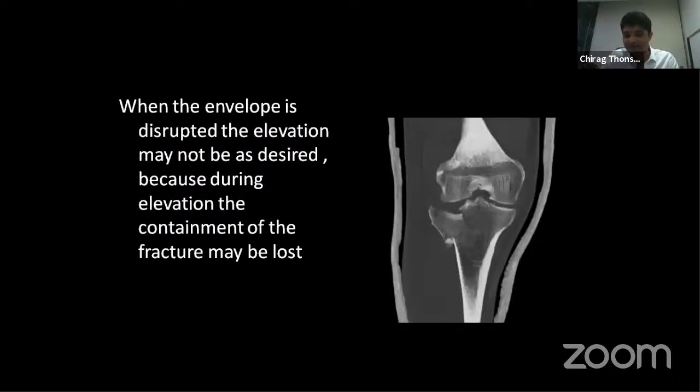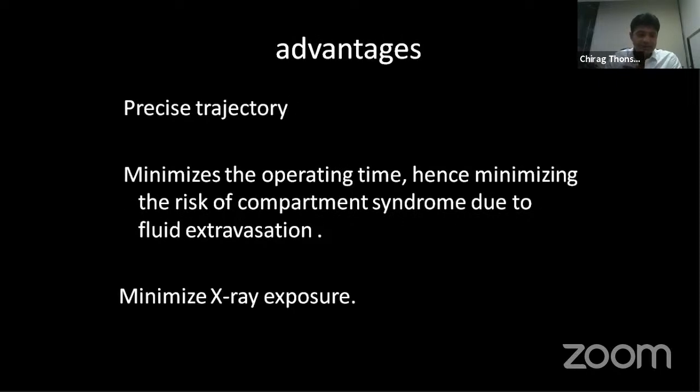For example, in this kind of fracture, there's no cortical envelope which is intact; it's already disrupted. In case we plan to do arthroscopic elevation in these kinds of fractures, the bone is going to get disrupted. We may not get the desired elevation, we may not get the desired reduction, and we may not achieve the desired results.